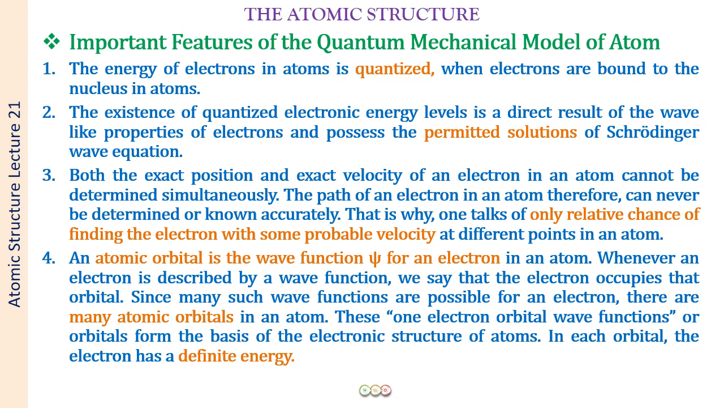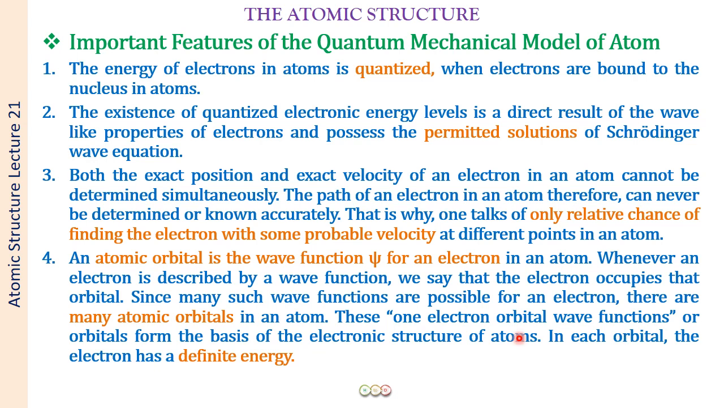And then we have an atomic orbital, which we get as a result of the wave function psi for an electron in an atom. Whenever an electron is described by a wave function, we say that the electron occupies that orbital. Since many such wave functions are possible for an electron, there are going to be many atomic orbitals in an atom, and these one-electron orbital wave functions, or orbitals, form the basis of the electronic structure of atoms.